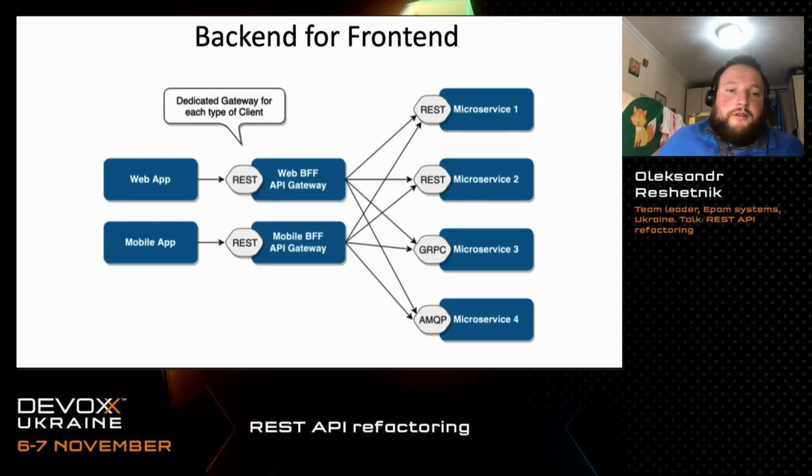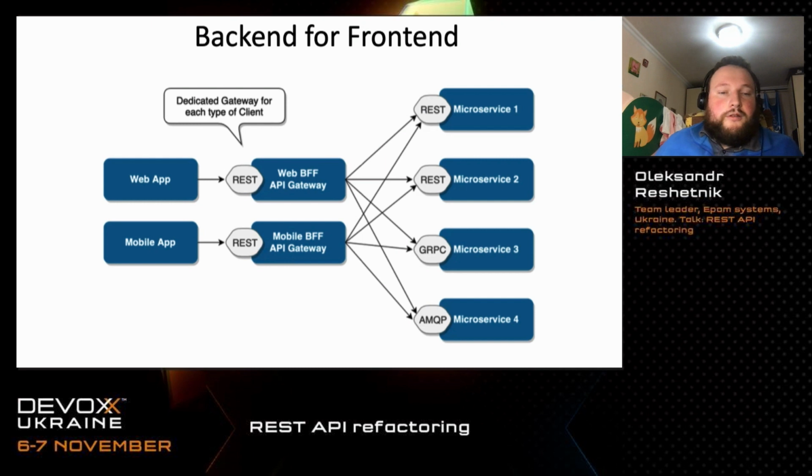The next step for this pattern is backend for frontend. It's also a well-known pattern from microservices. But this pattern is also useful during API design, and it allows you to build a special API for every one of your clients, for every kind of your consumer.